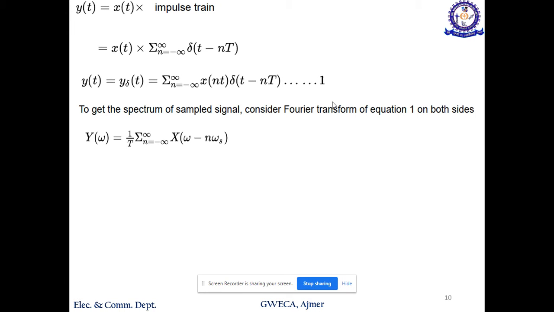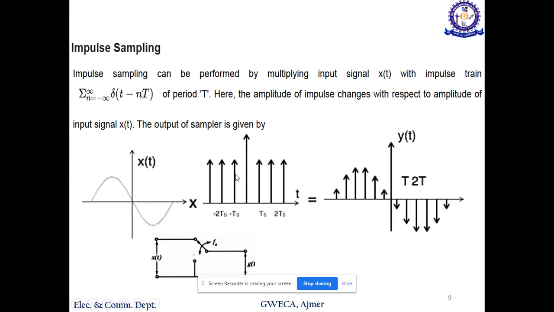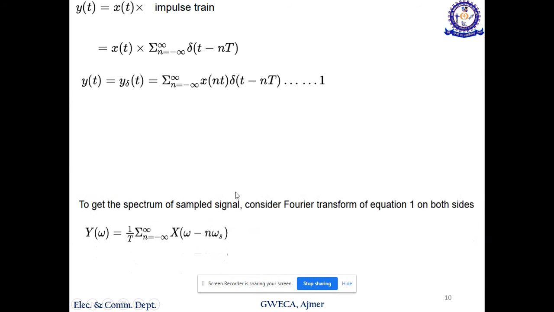To get the spectrum of the sampled signal, consider the Fourier transform of the equation. When we take the Fourier transform of this delta function, we get 1 upon T, because the amplitude is 1, unity magnitude. If the amplitude is A, then it comes out to be A by T. The pulse width is 0. This is the ideal case, the pulse width is 0, and that's why we get the output 1 upon T.